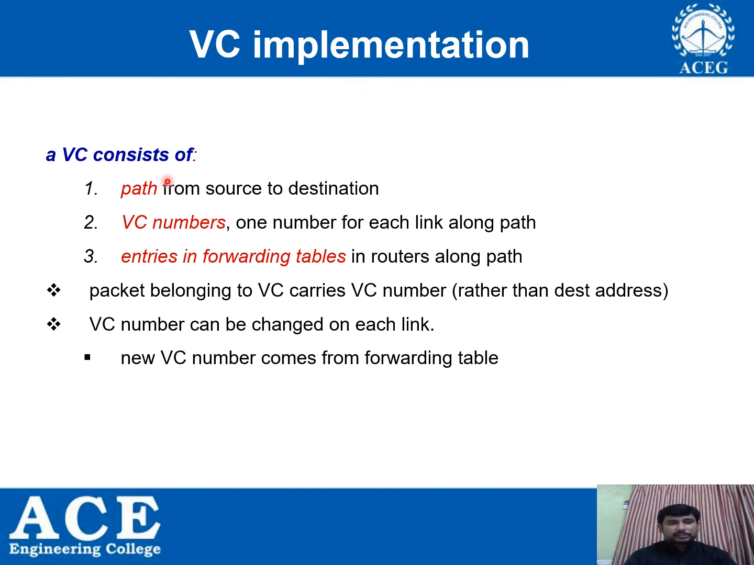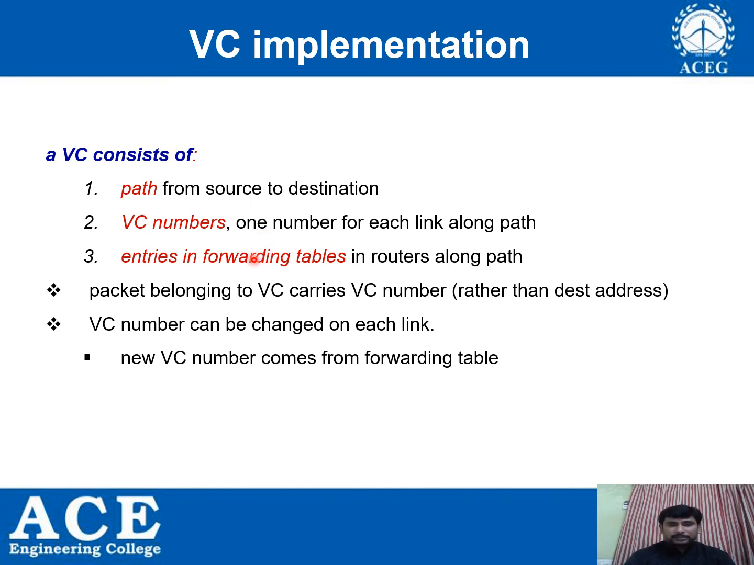A virtual circuit consists of three important elements. The first one is a path from source to destination. So before the data starts to flow, a path has to be established from the source to destination. And here, instead of using the destination address, we are going to use virtual circuit numbers, one number for each link along the path. And the third one is we need to have entries in the forwarding tables of all the routers that are being used in the forwarding and routing of the data from source to destination. We'll have a quick simple example in the next slide where we can understand all three elements.